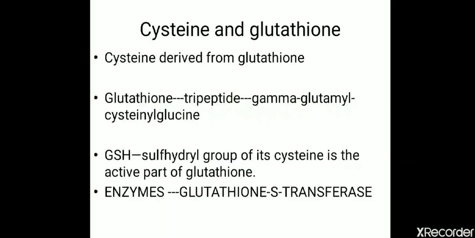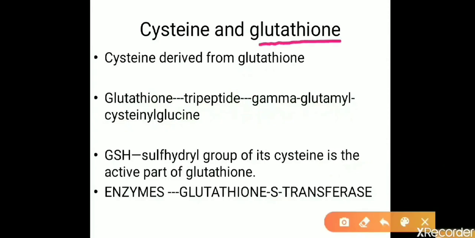Coming to the detoxification by glutathione. And regarding glutathione, all of you know glutathione is a tripeptide. Tripeptide means it is made of 3 amino acids. So the amino acid residues are glutamic acid, cysteine, and glycine. And glutathione is also known as gamma glutamyl cysteine glycine.